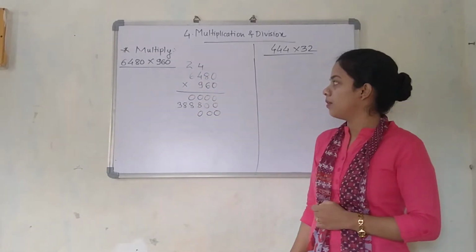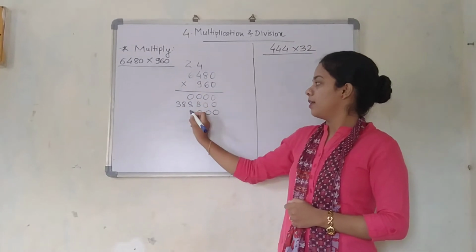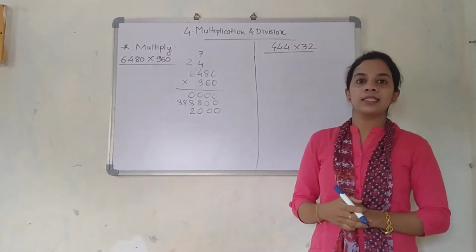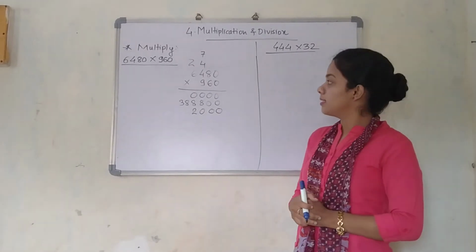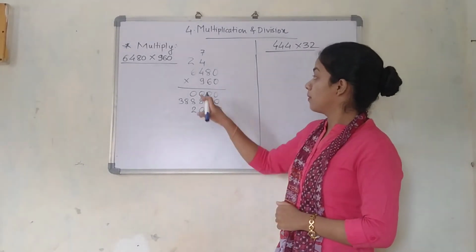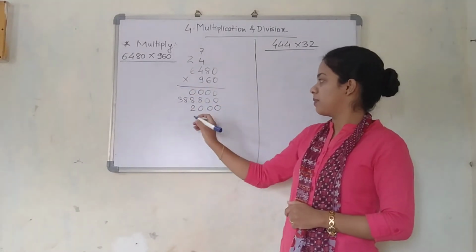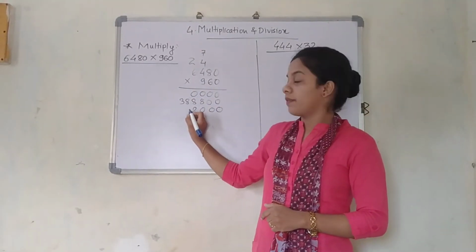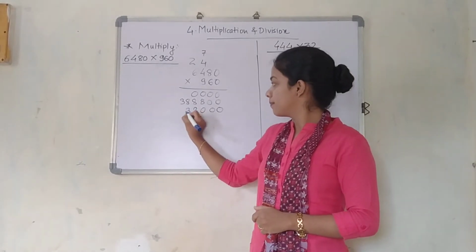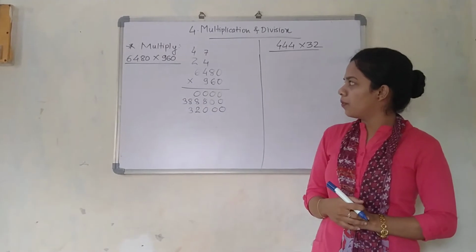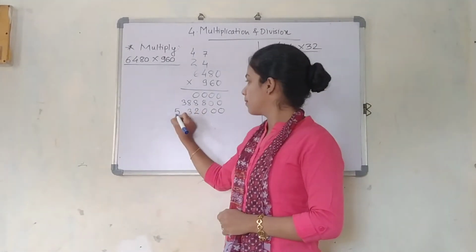9 zeros are 0, 9 eights are 72, 9 fours are 36, 36 plus 7 is 43, and 9 sixes are 54, 54 plus 4 is 58.